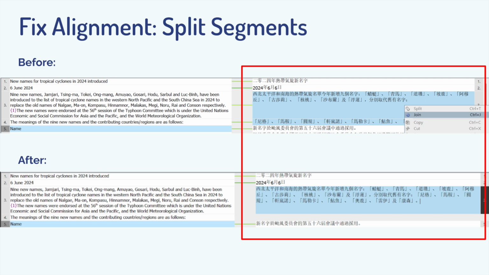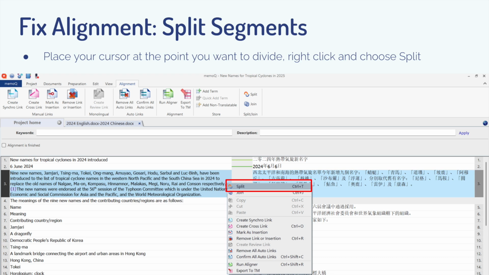After merging segments 3 and 4 in the previous step, you might notice that the new combined segment still doesn't fully align with the corresponding source text. In this case, the source segment is longer than what the target now covers. When you come across a segment that seems too long or covers more than it should, you can use the split function to divide it into smaller parts. To do so, simply place your cursor at the point where you want to divide the text, usually before a punctuation mark or natural break in the sentence. Then right-click and choose Split, or use the shortcut Ctrl+T.